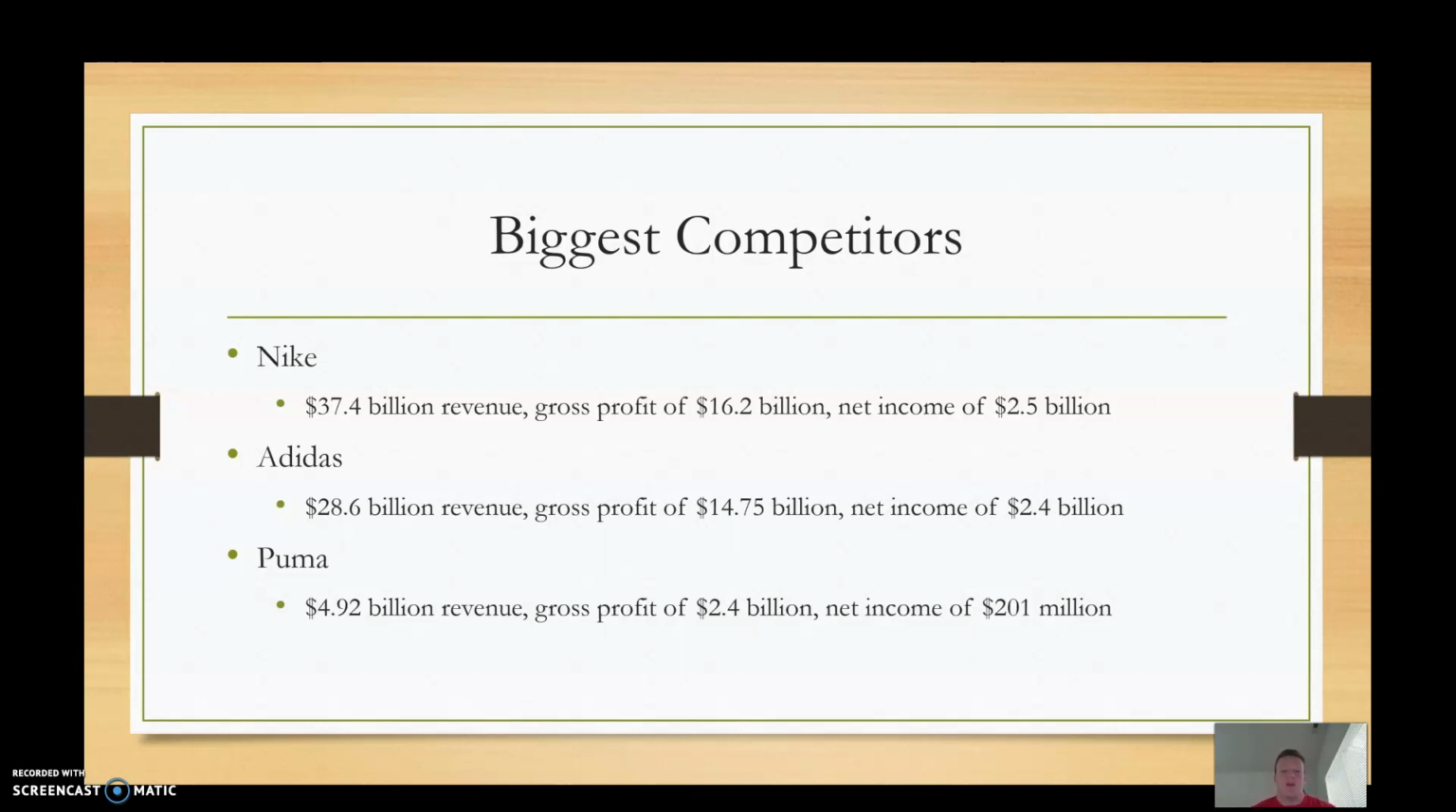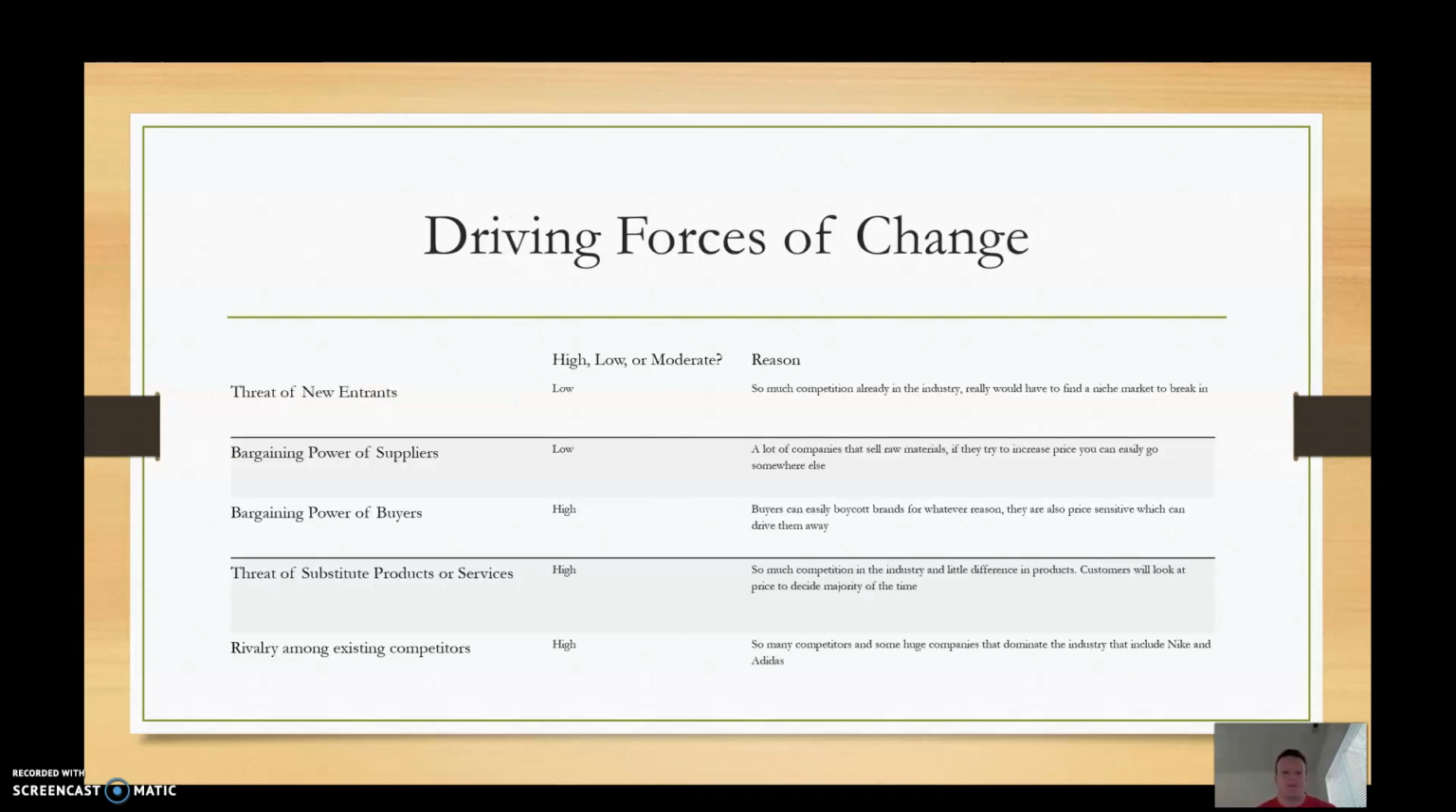And then finally, Puma, just slightly above Under Armour in terms of revenue with $4.92 billion. Once again, just slightly ahead in gross profit as well at $2.4 billion. And then about $700 million ahead of them at a $201 million net income, as Under Armour had a negative net income for the fiscal year 2020.